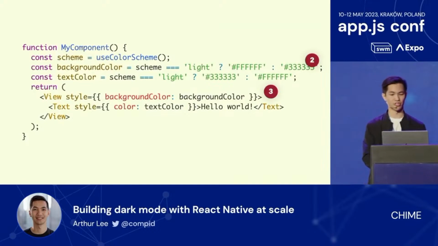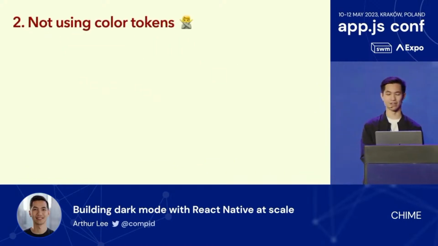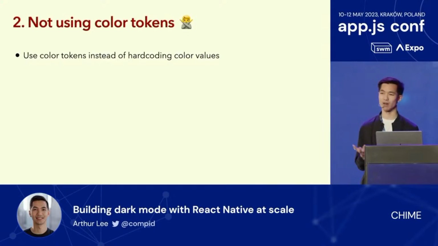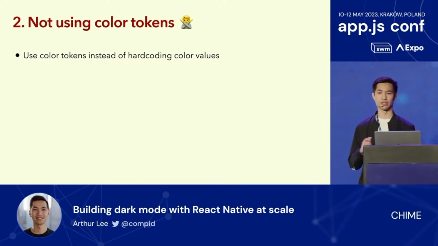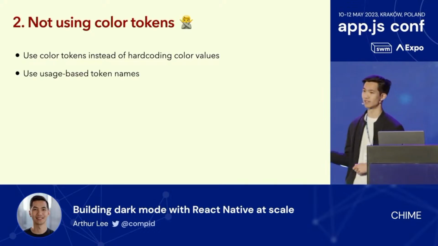Let's take a look at number 2, and that's not using color tokens. Now this isn't dark mode specific, and if you've worked with a larger code base or with design systems, you've probably already done this. It's a great idea to, instead of using hard-coded color hex values, using color tokens instead. So these are like naming your colors and referring to them by reference. We're going to recommend going one step further and using usage-based token names.